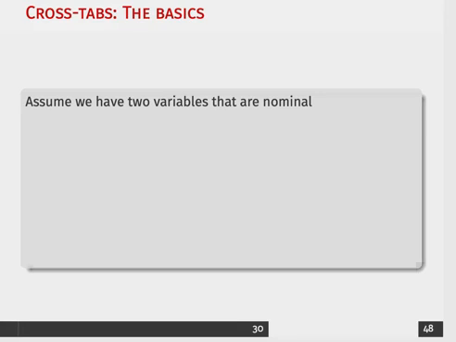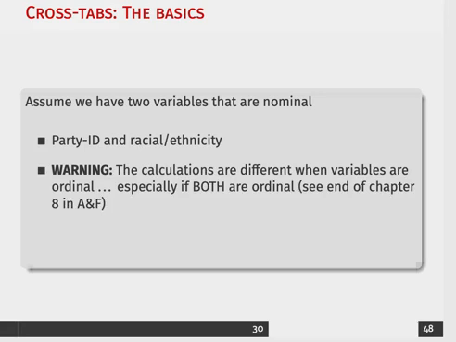The key here is that we want to assume that these two variables are nominal. Now, remember, these could be variables like party ID or race or ethnicity. There's no ordinal structure to the data itself, right? Democrats aren't higher than Republicans, they're just different categories. It's important to remember this because the calculations are going to be very different if these are ordinal variables, and especially if both of them are ordinal variables. So if you're interested in that, take a look at the end of chapter 8 in A&F.